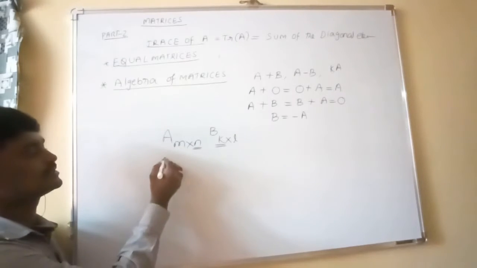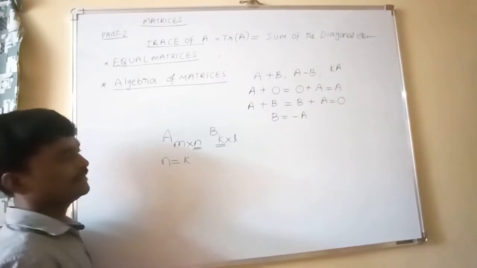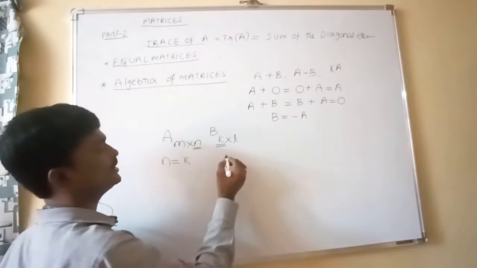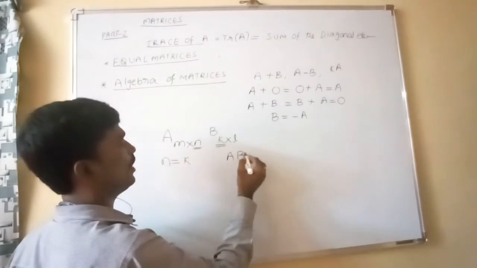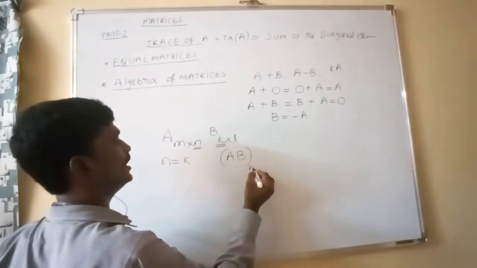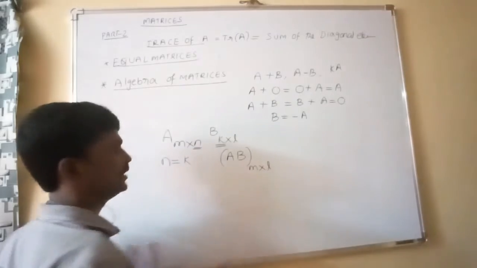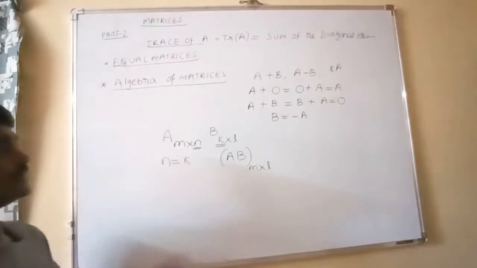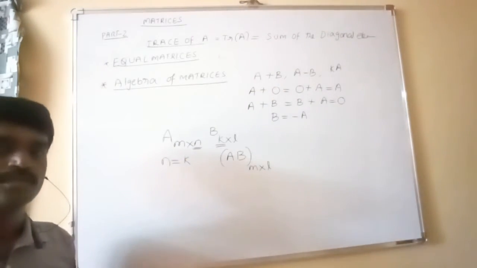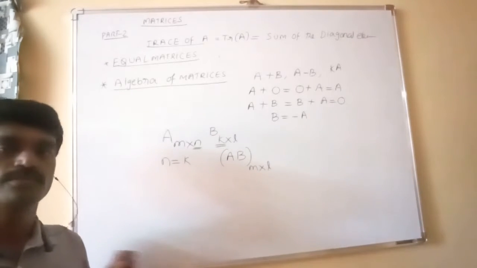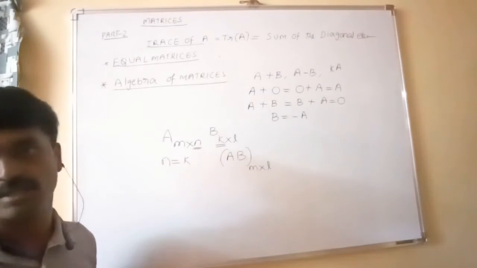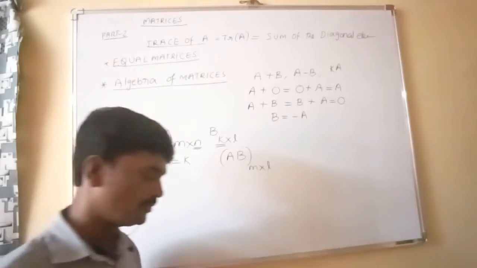That is, n must be equal to k. Then only the product A into B is defined, and the order of A into B is m by l. So, the product of two matrices is defined only when the number of columns in the first matrix is equal to the number of rows in the second matrix. Okay, it is an important point.